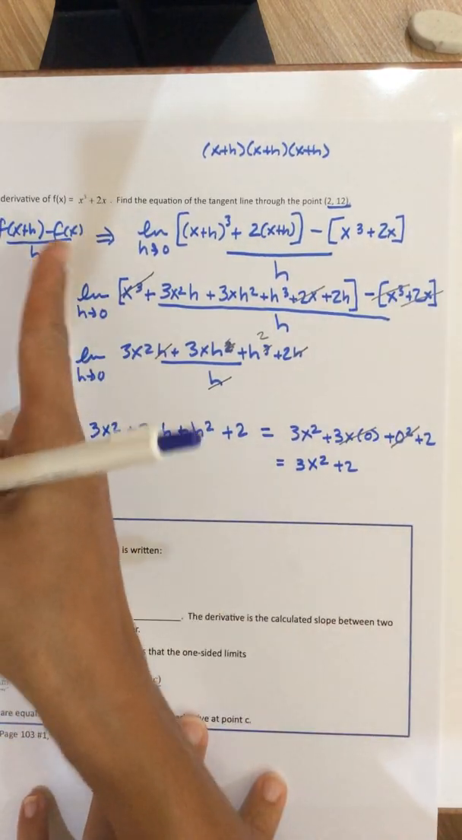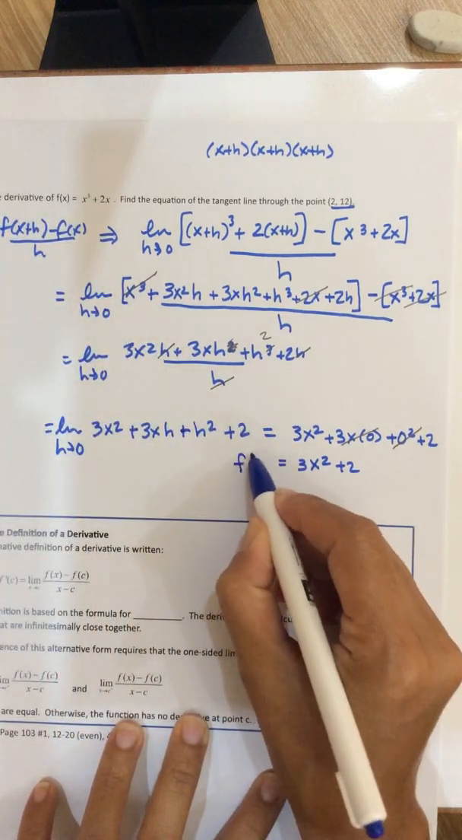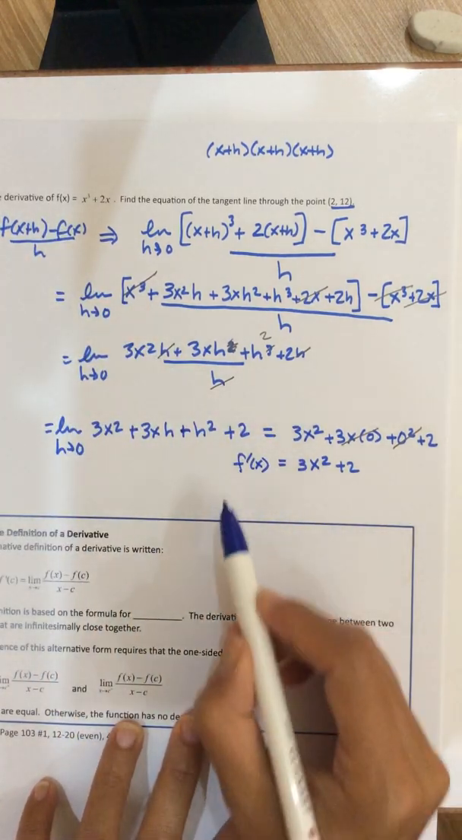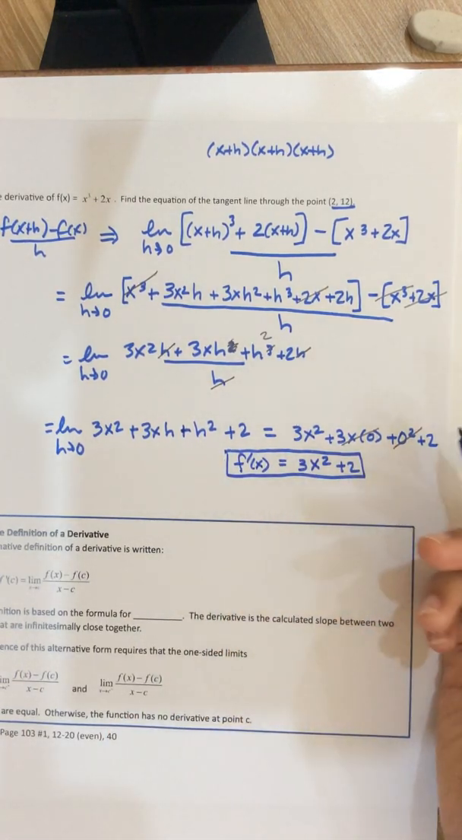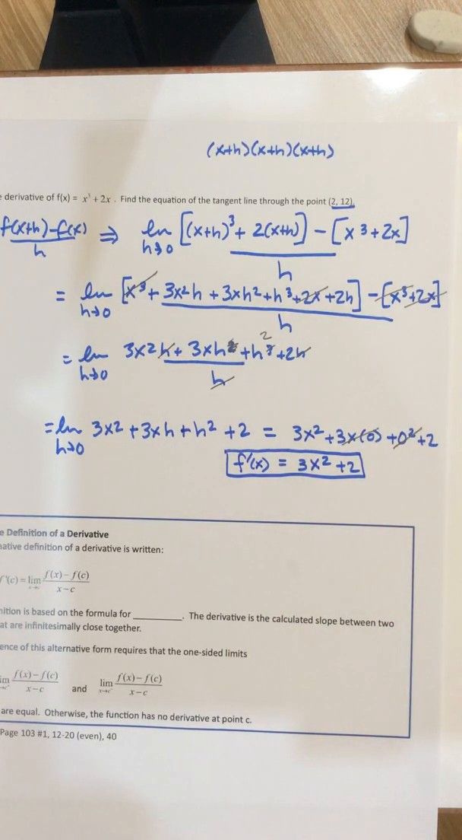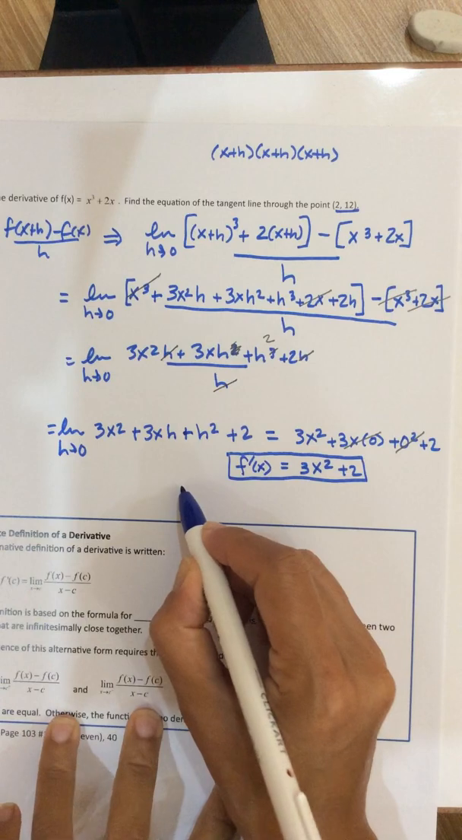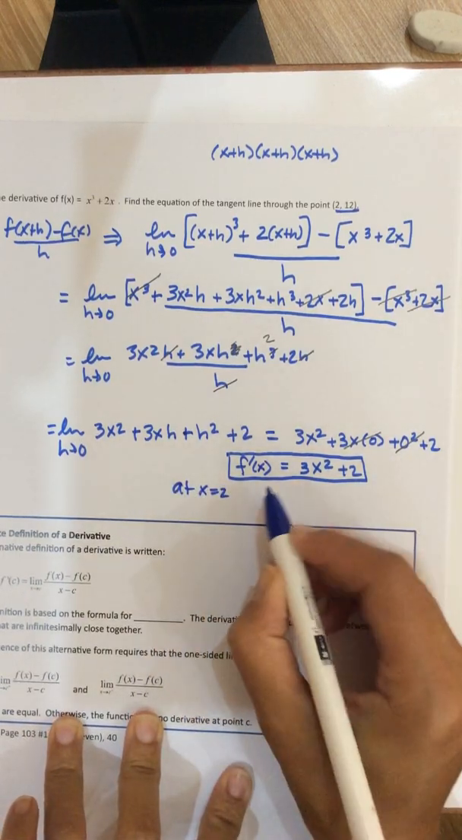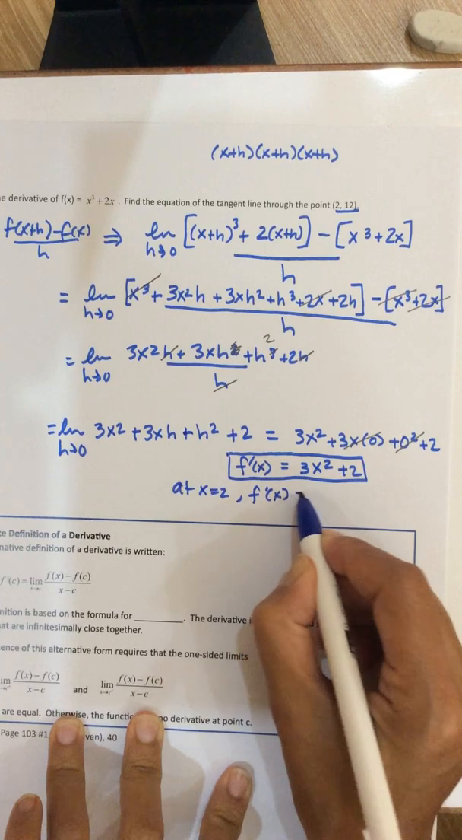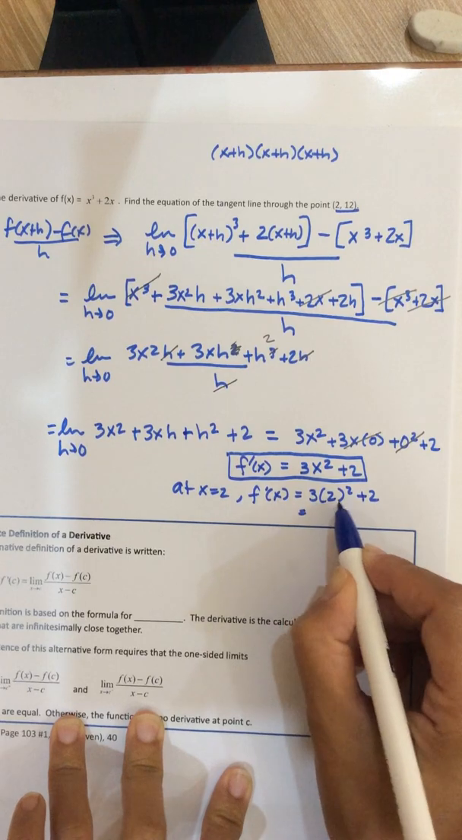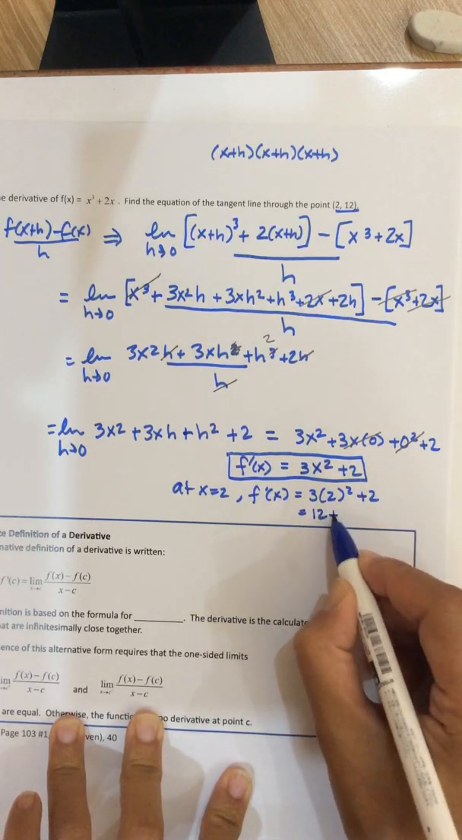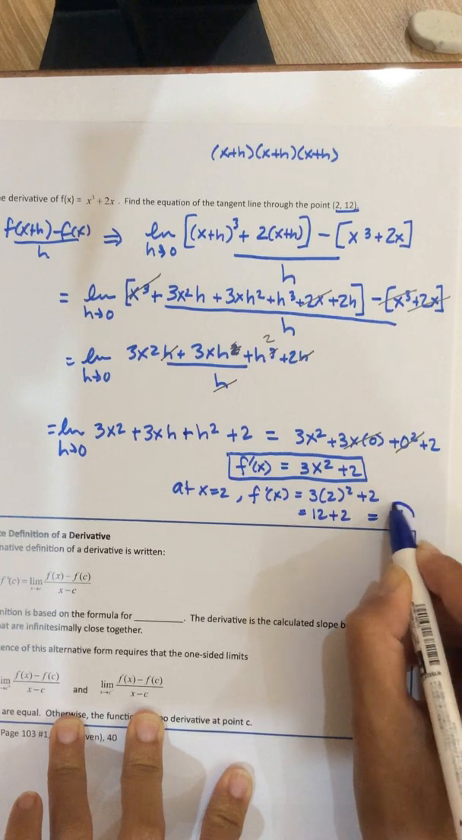So I've just found that the derivative of f of x, f prime of x, is equal to 3x squared plus 2. I've just found the equation that is going to give me the derivative at any point. But now I need to find it for this specific point when x is equal to 2. So at x equals 2, I'm just going to plug in 2. F prime of x equals 3 times 2 squared plus 2, which is equal to 3 times 4, 12, plus 2, so that whole thing is 14.